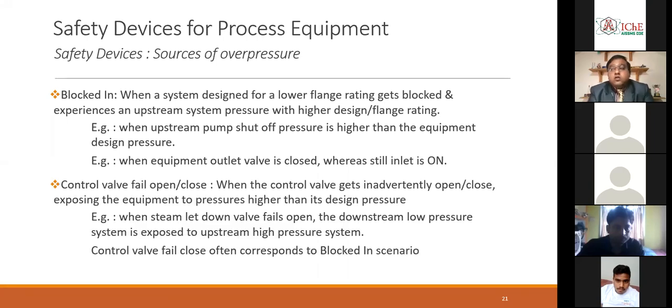Then there is the control valve fail open and close case. So control valve, as I said, will have an automatic controlling function. Sometimes it happens, like for all automations, they fail, they go haywire, and suddenly a control valve will simply open 100% because of some spurious action or some malfunctioning.